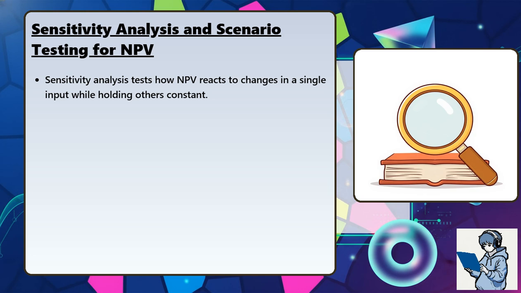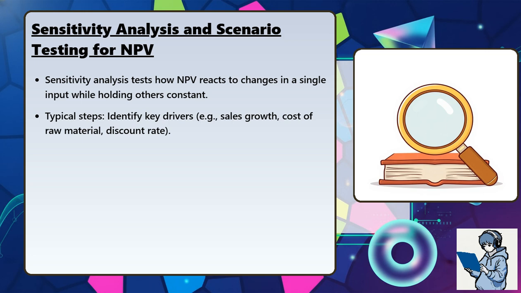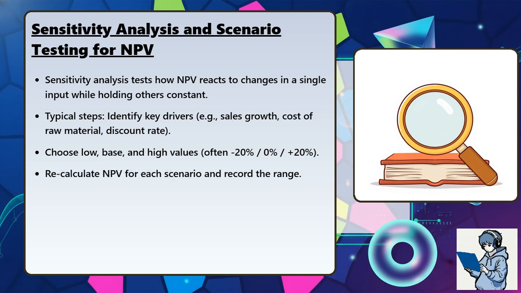Sensitivity analysis tests how NPV reacts to changes in a single input while holding others constant. Typical steps: identify key drivers, for example sales, growth, cost of raw material, discount rate. Choose low, base, and high values, often negative 20%, 0%, positive 20%. Recalculate NPV for each scenario and record the range.